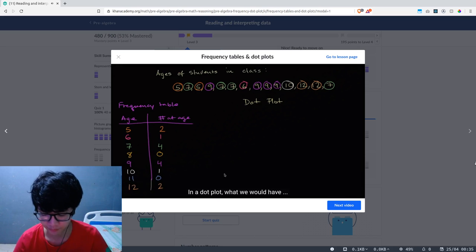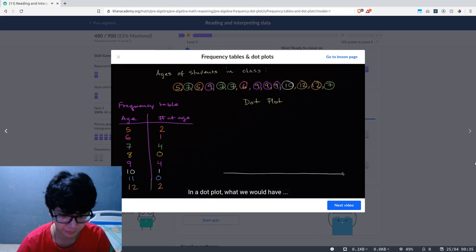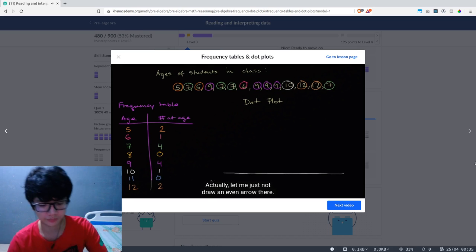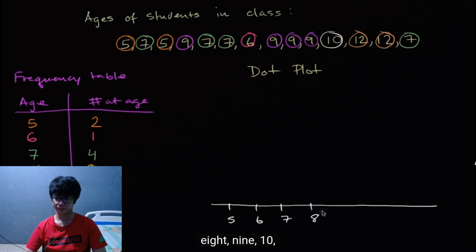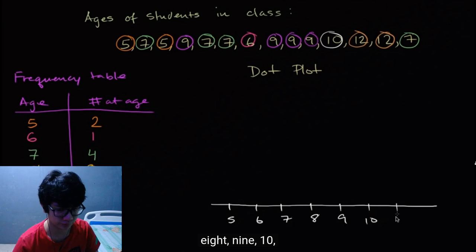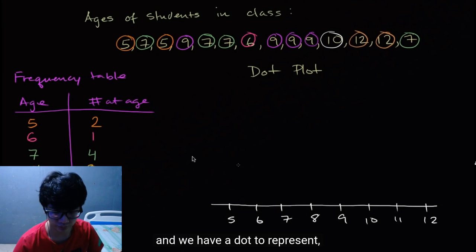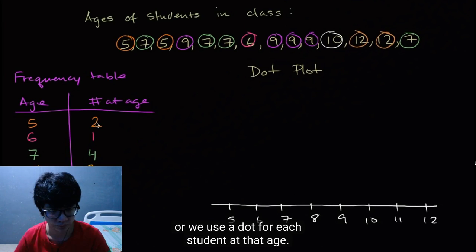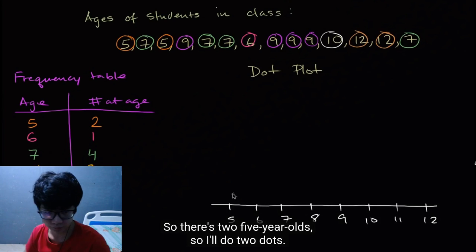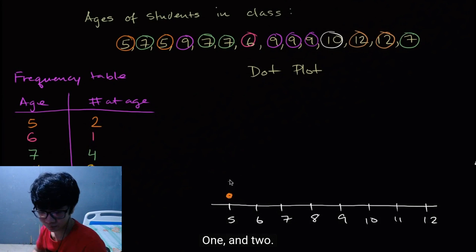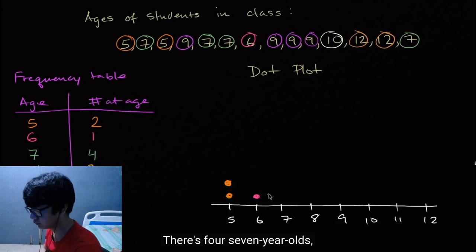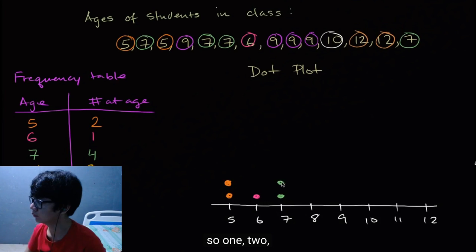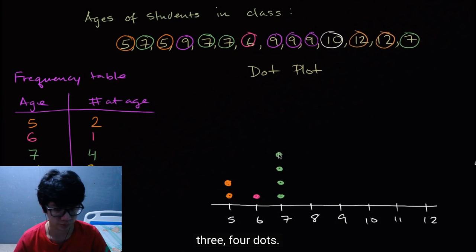So in a dot plot, what we would have, let me just not draw an uneven arrow there. We have the different age groups: 5, 6, 7, 8, 9, 10, 11, and 12. And we use a dot for each student at that age. So there's 2 5-year-olds, so I'll do 2 dots, 1 and 2. There's 1 6-year-old, so that's going to be 1 dot right over here. There's 4 7-year-olds, so 1, 2, 3, 4 dots.